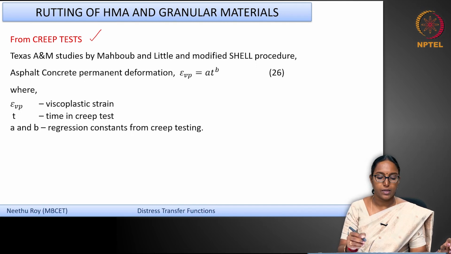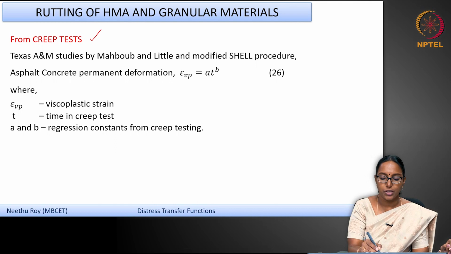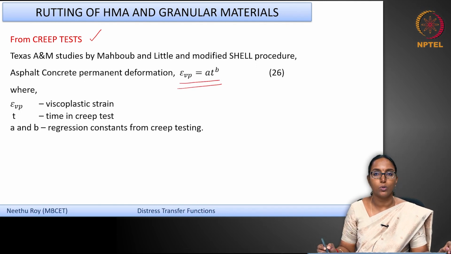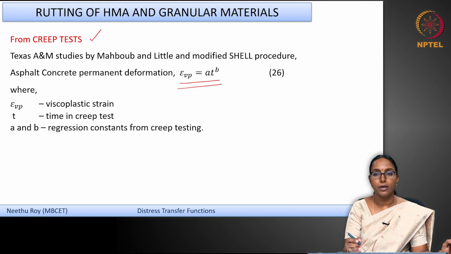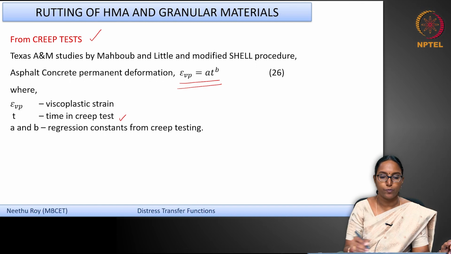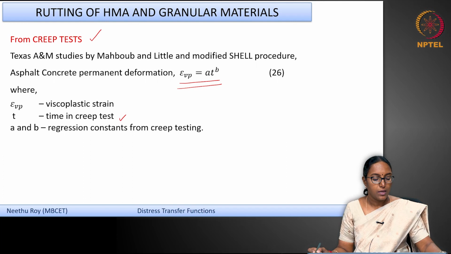This is for bituminous concrete, or you call it asphalt concrete. Permanent deformation is given by epsilon Vp equals A T raised to B, wherein T represents the time for which the creep test is done, or the time of the creep test. A and B again are the regression constants from the creep testing.